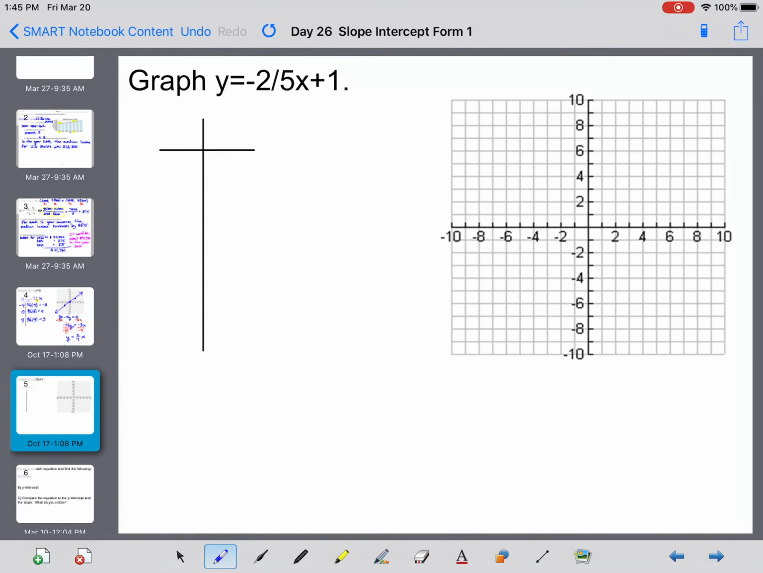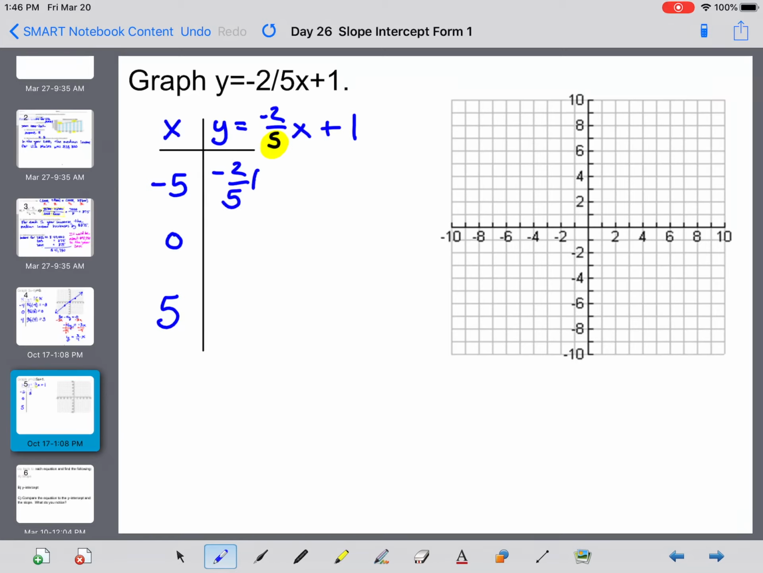All right, oh, that's cool. This one's already in y equals form. So I'm just going to go ahead and plug this in on the right-hand side of my table. And when I'm thinking about what values to pick, if that one has a 5 in the denominator, if I pick multiples of 5, it's going to make things a lot easier to work with. So how about -5, 0, and 5? So let's start with -5.